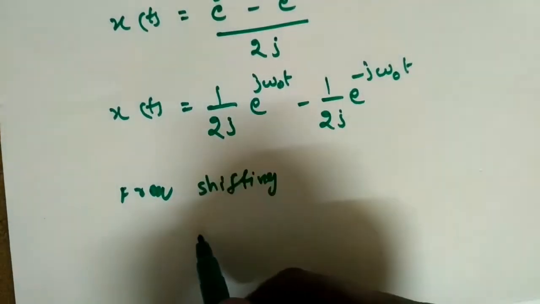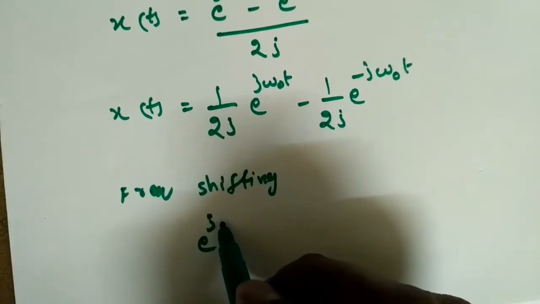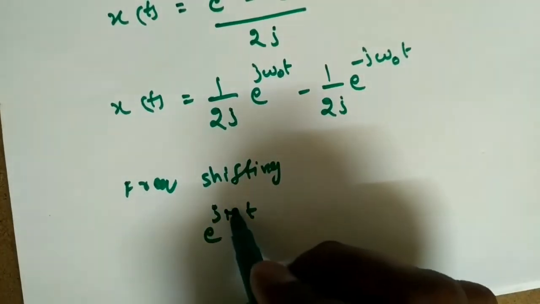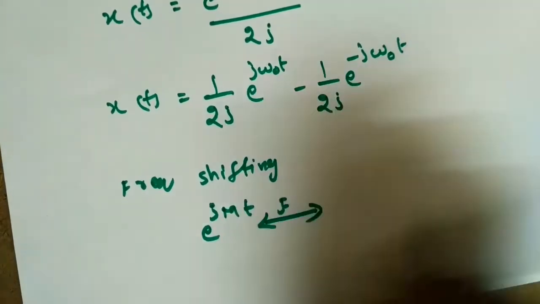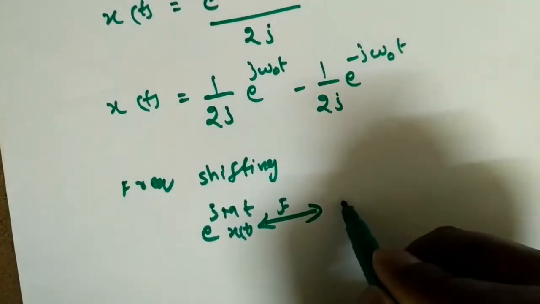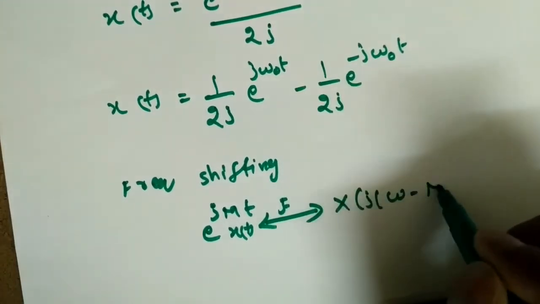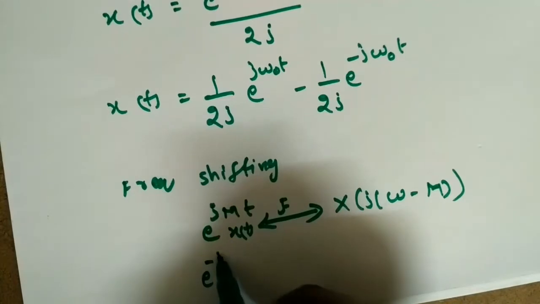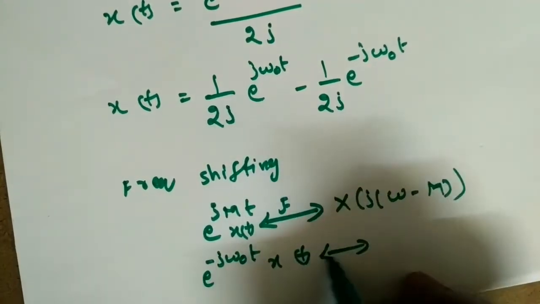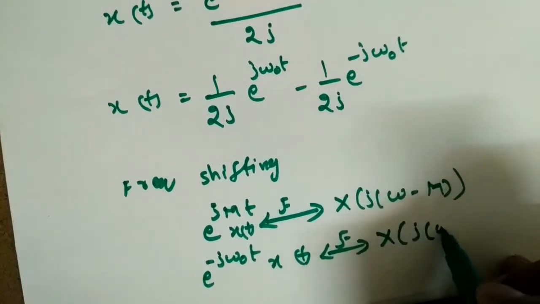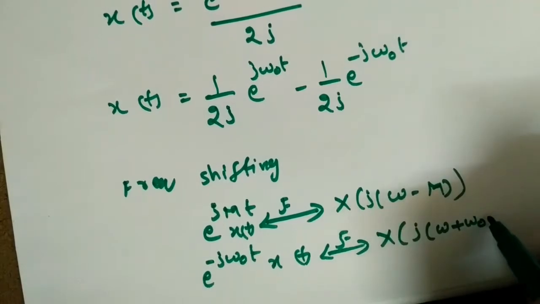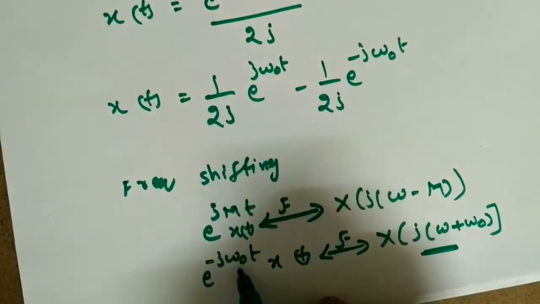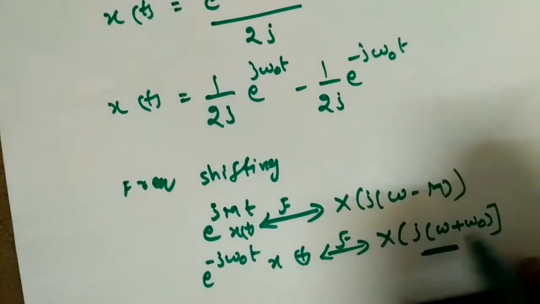So what is the frequency shifting property? If there is e power j m t, or generally e power j omega naught t, multiplying x of t, then the Fourier transform is simply X of j omega minus m. Whatever the constant is, it comes here, so if it is a plus, we will get a minus. If it is e power minus j omega naught t into x of t, the Fourier transform is X of omega plus omega naught. So it is a shifting in the omega domain. Here the constant m or j omega naught is again a constant, and we get that constant in the shift.